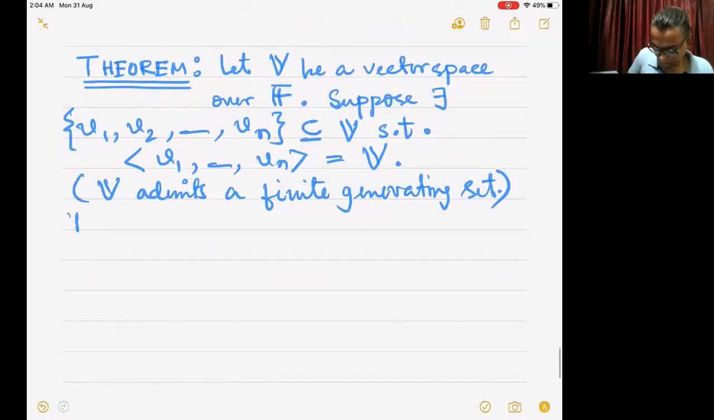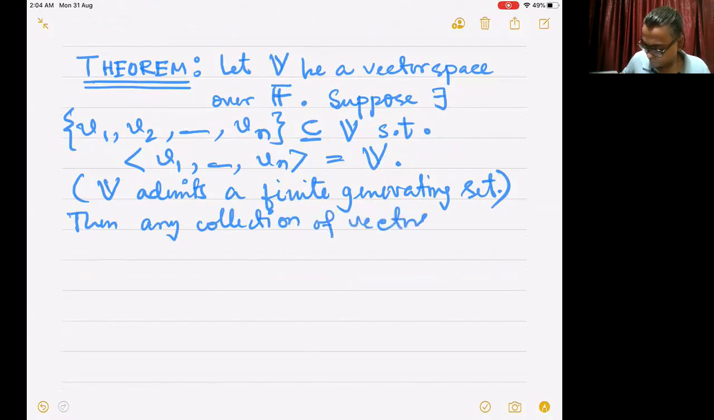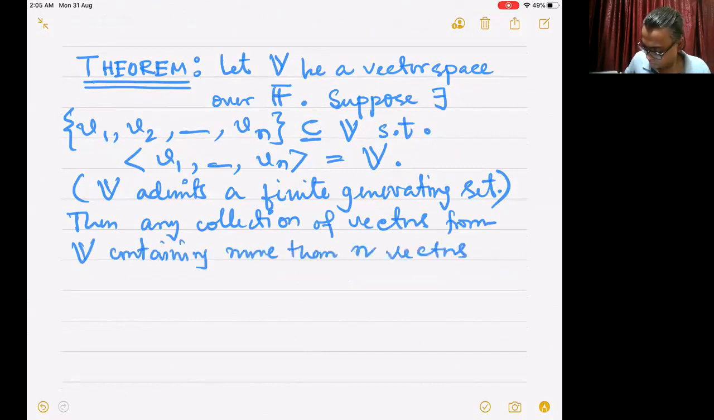Then any collection of vectors from V containing more than n vectors must be linearly dependent.